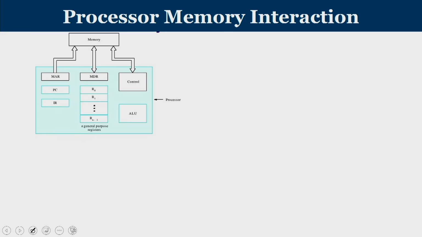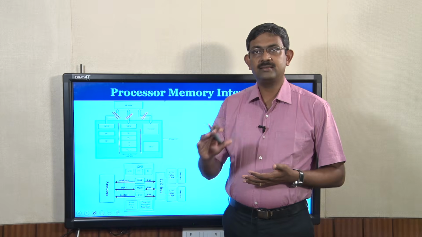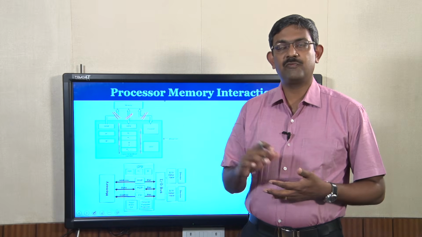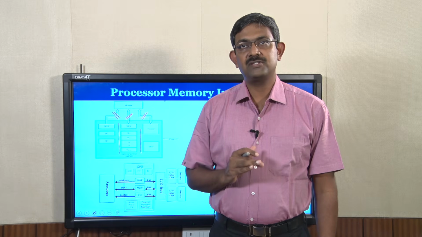This is yet another representation of processor and memory interaction. We have a couple of special registers inside the processor known as MAR and MDR, then the program counter and instruction register. We also have general purpose registers, the ALU and the control unit. This is the data bus, this is the address bus, and this is the control bus that is going to operate. MAR, MDR and control unit are the three important components, out of which MAR and MDR are registers. They are responsible for the direct interfacing with memory.